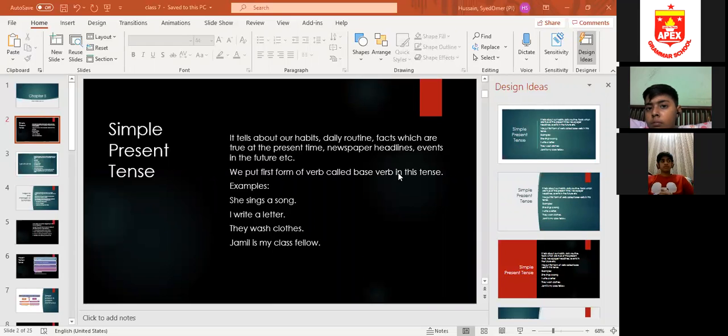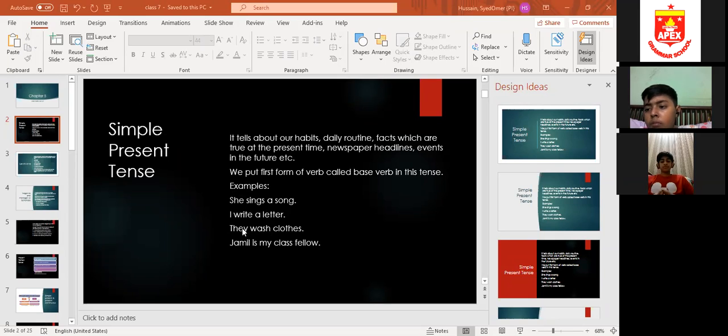Now students, I've told you that we are going to put the first form of verb, called the base verb, in this tense. In the examples you can see, she sings a song, I write a letter, they wash clothes, Jamil is my class fellow. Sings, write, wash, is are all simple present tense because they are the first form of verb.